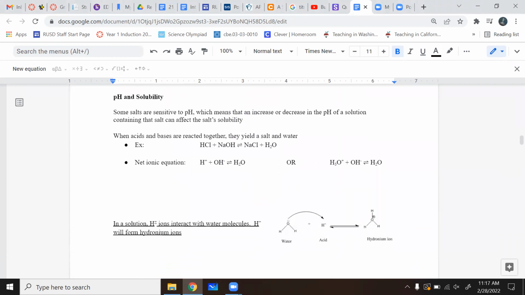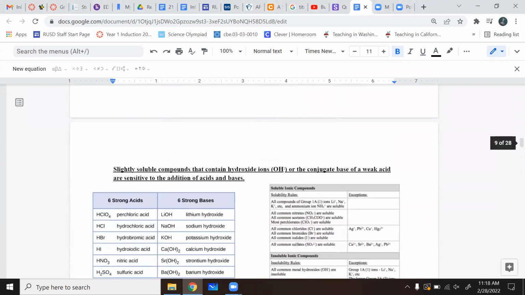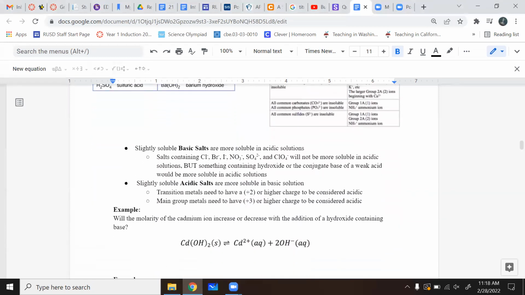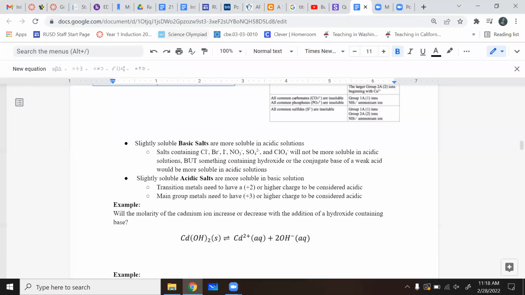We also have to talk about how pH affects solubility. Some salts are going to be sensitive to pH changes, which means that an increase or decrease in the pH of the solution that contains that salt can affect how much or little of that salt is dissolving at any particular time. So looking at what happens, we have salts that can be defined as basic salts, or we have salts that can be defined as acidic salts. Basic salts are going to be more soluble when you make that solution acidic, whereas acidic salts are going to be more soluble when you make that solution basic.